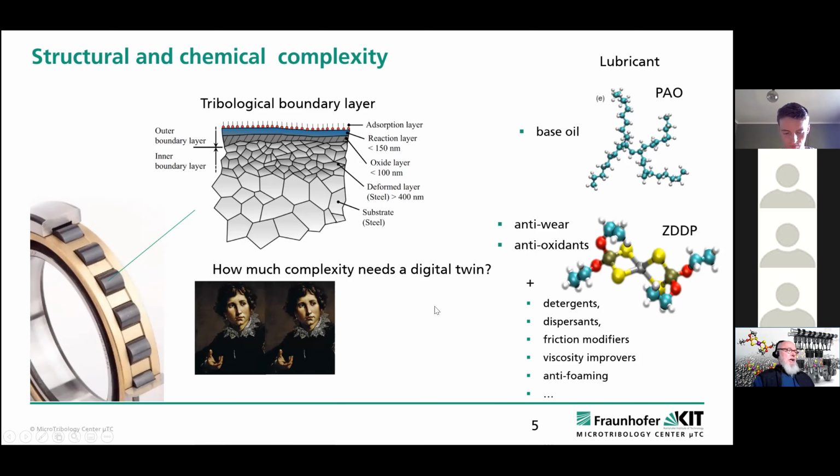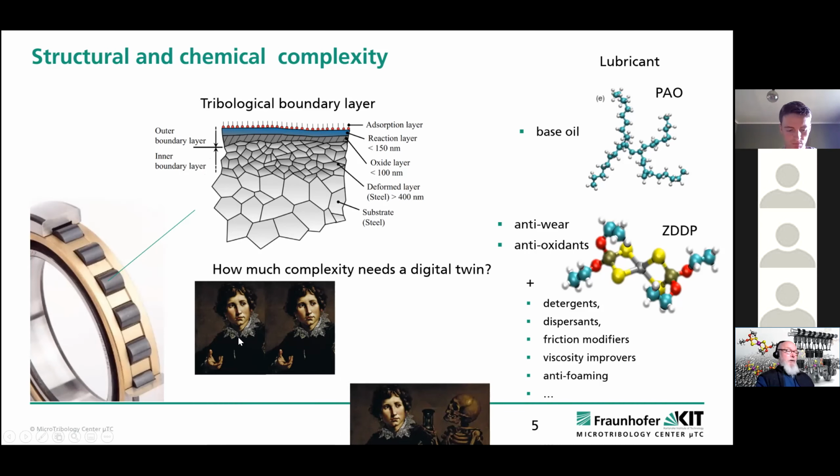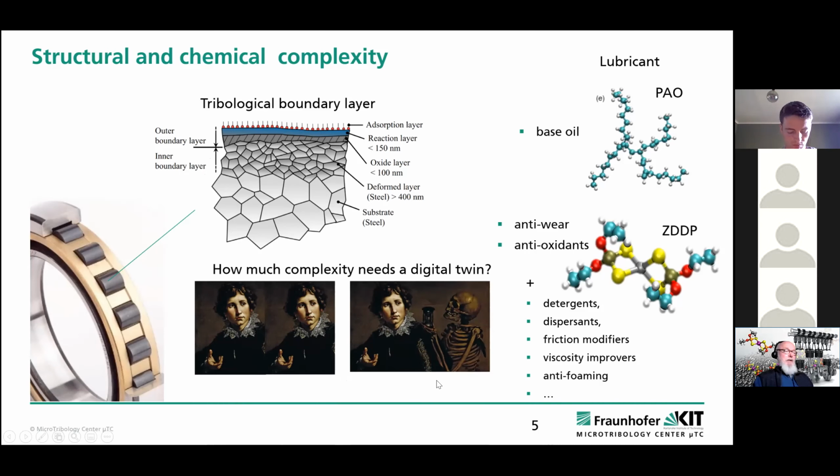The problem is how much complexity you need to describe this layer and the lubricant. So do you need almost identical digital twins, or can you stick with some digital skeleton which has just a couple of basic laws with a lot of fittable parameters? And that's basically what I want to talk about today.